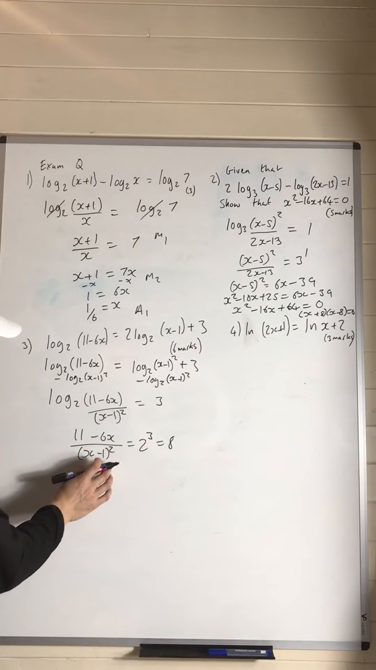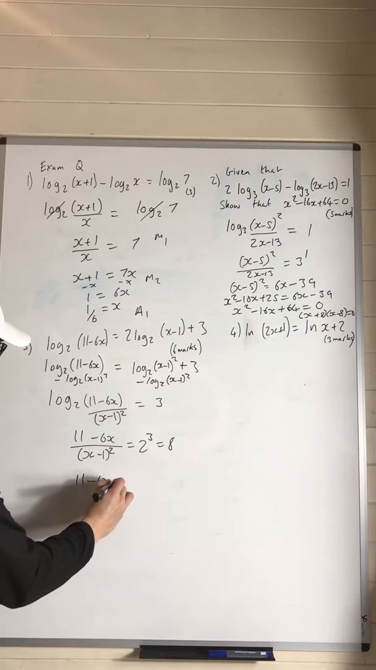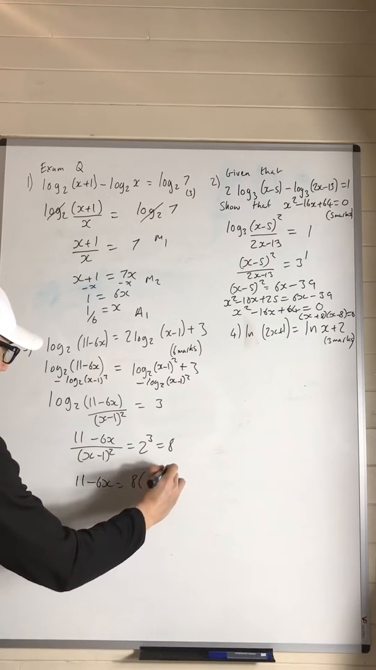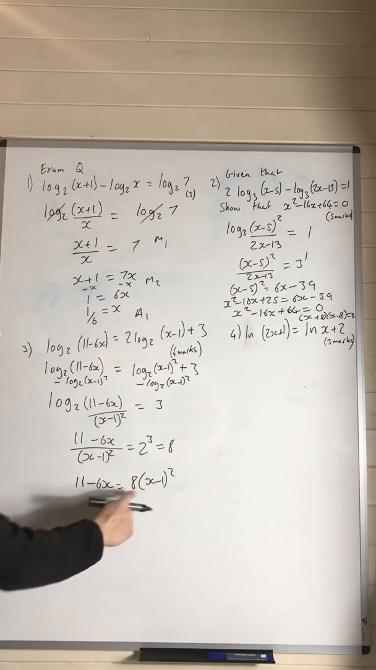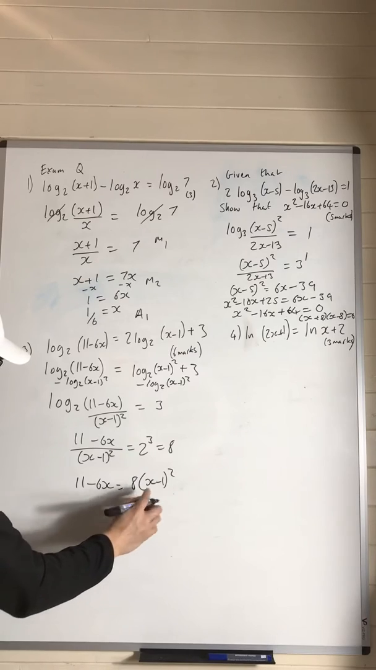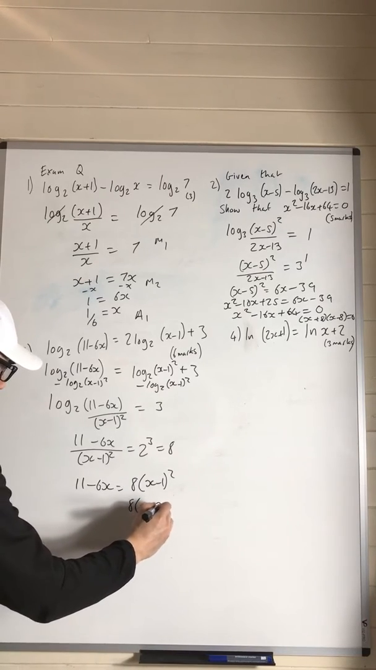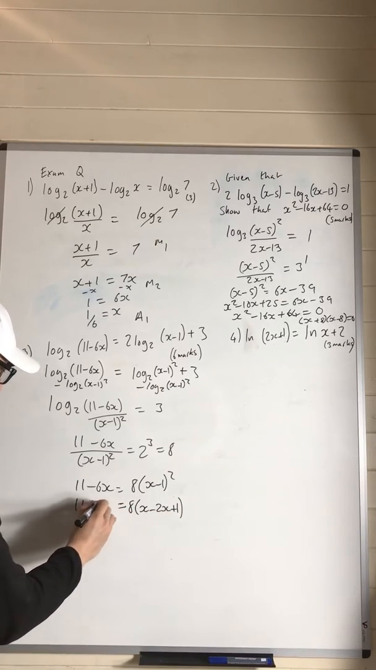So we multiply out by the (x minus 1) squared. So we get 11 minus 6x equals, be careful here, keep that in the bracket, these are good algebra skills here. I know (x minus 1) squared is x squared minus 2x plus 1 equals 11 minus 6x.